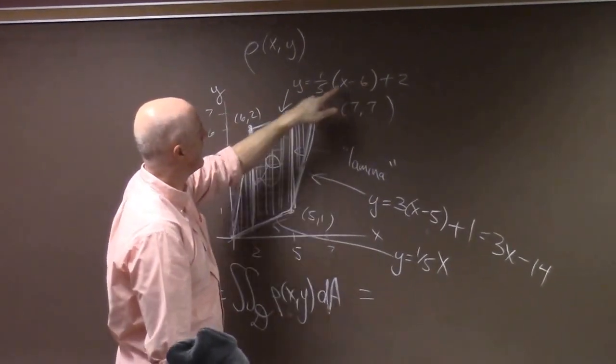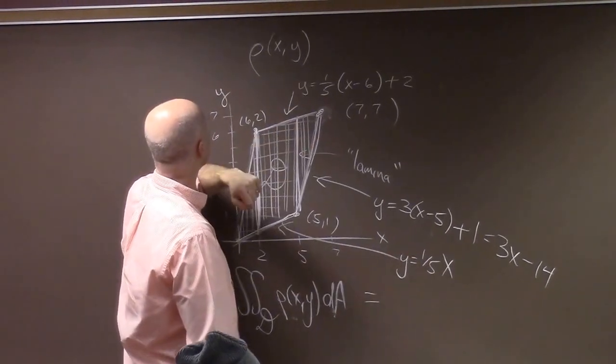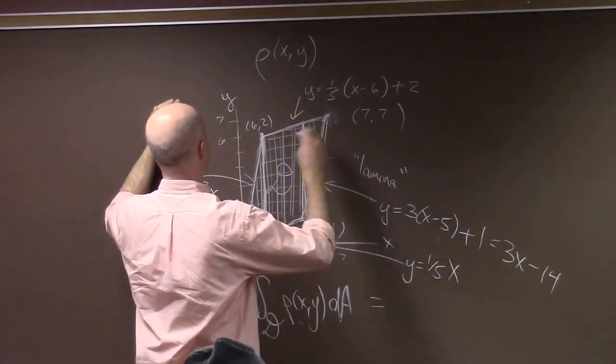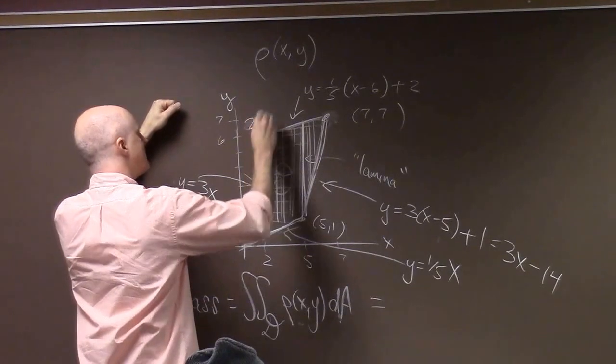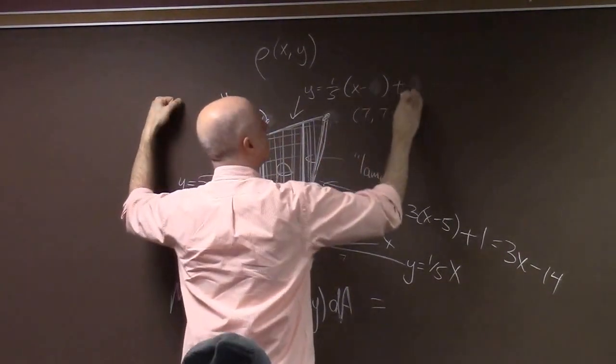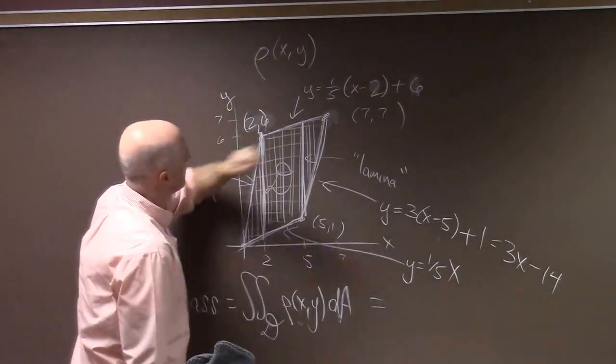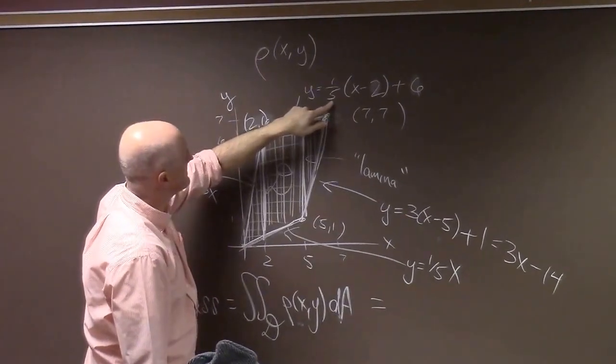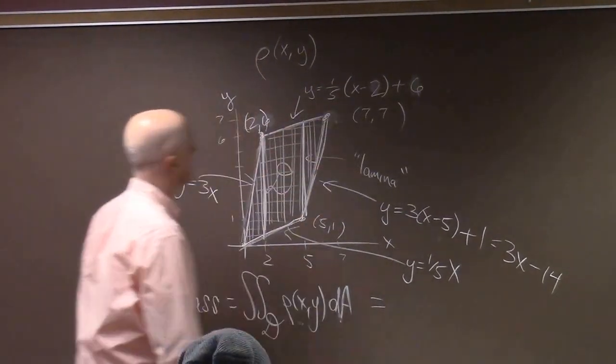7 minus 6 is 1. Oops, let's see. Got the wrong thing there, sorry. 2, 6. There we go. 7 minus 2 is 5. 1/5 times 5 is 1. Plus 6 is 7.